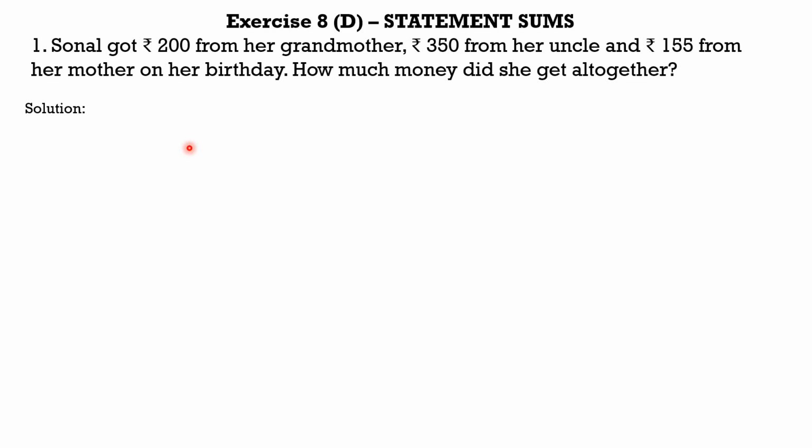Sonal got rupees 200 from her grandmother, rupees 350 from her uncle, and rupees 155 from her mother on her birthday. How much money did she get altogether? Now, if you remember, in our addition sums, we had statement sums which ended with a question like how much did she get altogether. So, how much and altogether signify that it is an addition sum. Remember, altogether, sum, total are all words that rely on addition. So this sum also has to be done in addition. Let's do addition for this sum.